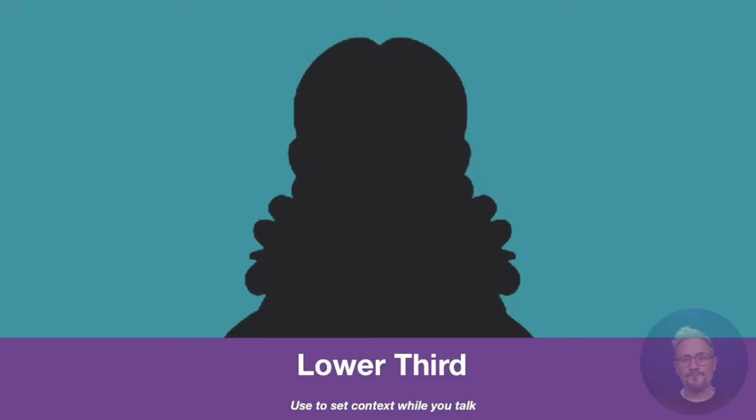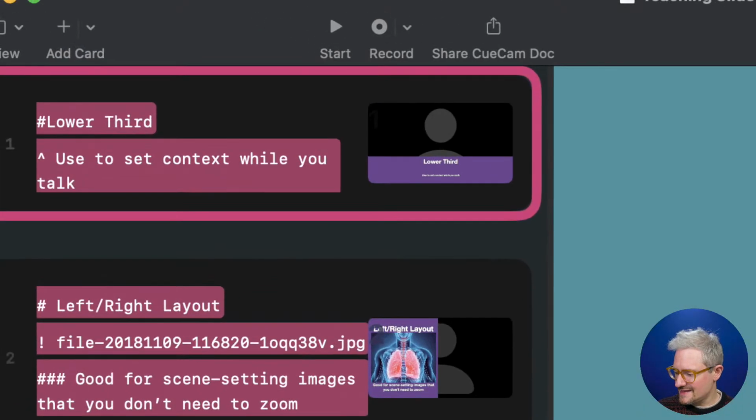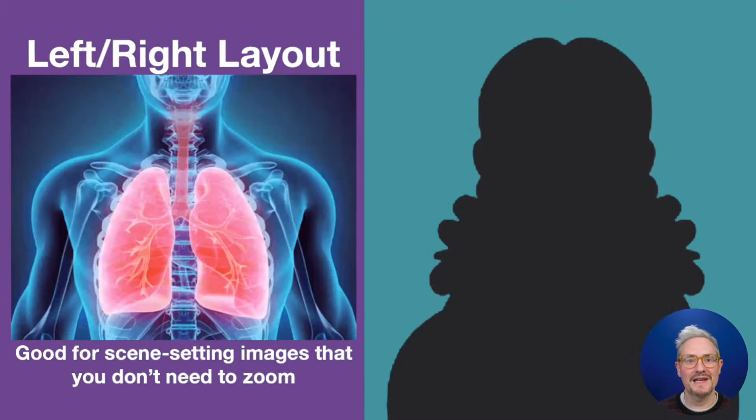But I'm going to show you now some examples of the sorts of things you might want to do in your teaching. So here's a lower third, right? Sometimes you just want to put something down the bottom, and I've added a footnote down there just to describe it. This is actually the lower third. I just put in that tag, and then I put in a footnote as well. But you probably wouldn't do that when you're using it.